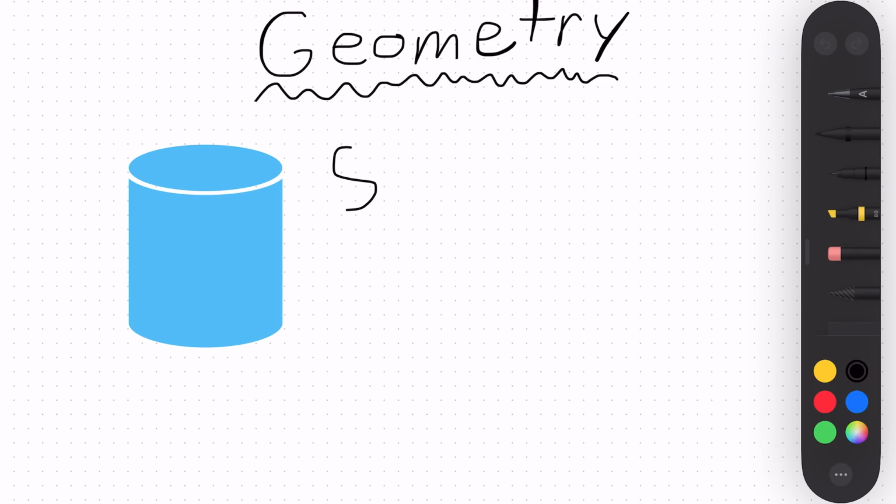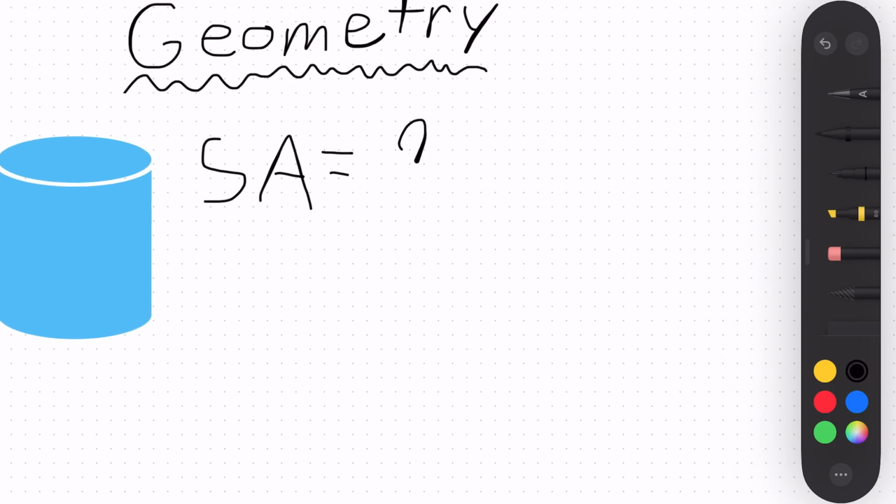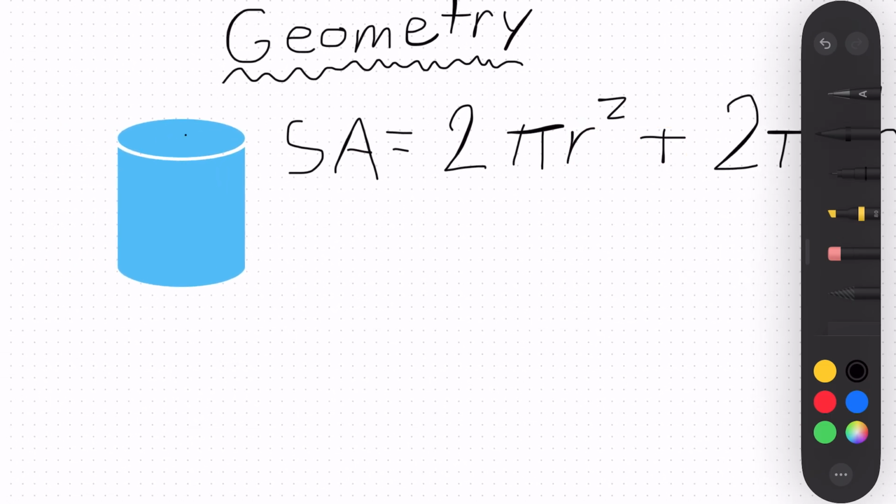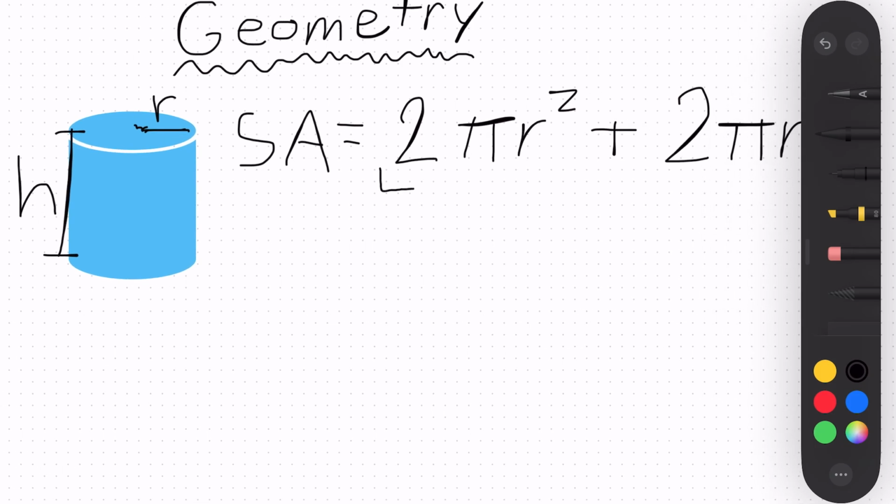To calculate our surface area, the formula is 2 pi r squared plus 2 pi r h, where r is the radius from here to here, as we explained before, and h is the height of our cylinder. So this first section is basically 2 times pi r squared.